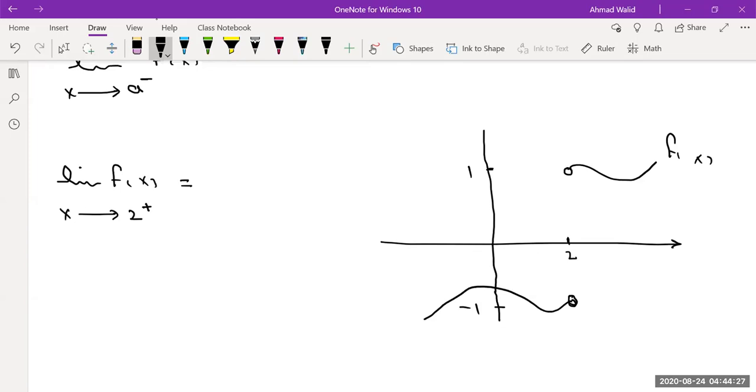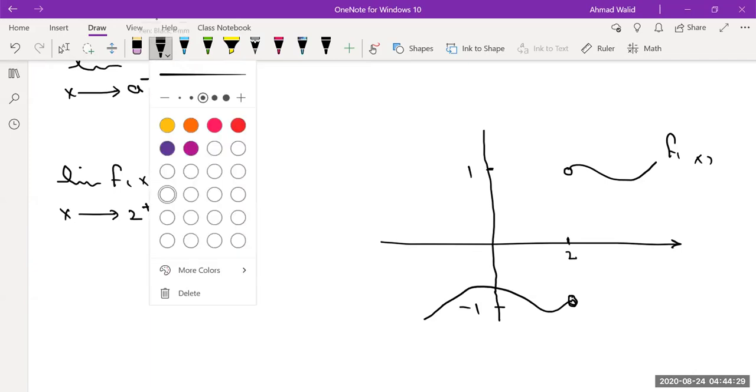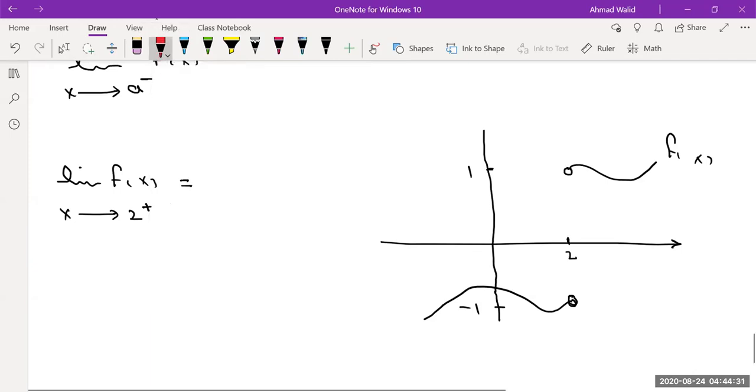As x approaching 2. Again, focus on my cursor. When I'm moving from the right, like this, approaching where? To 2. How much is the height of this point? The height of this point is how much? 1. Then the limit of f of x as x approaching 2 from the right is how much? 1.